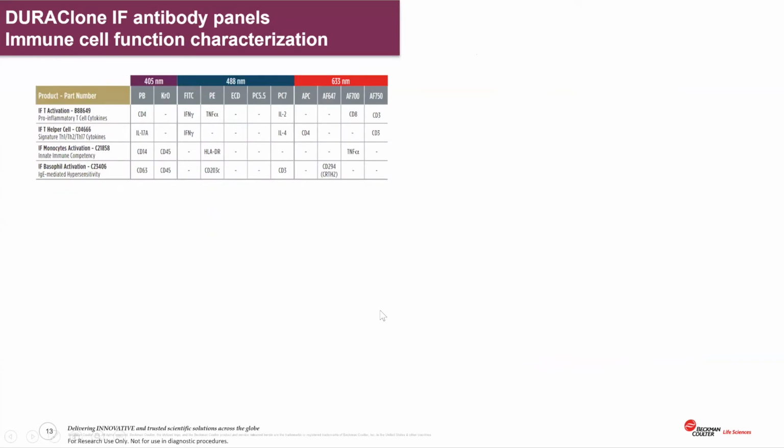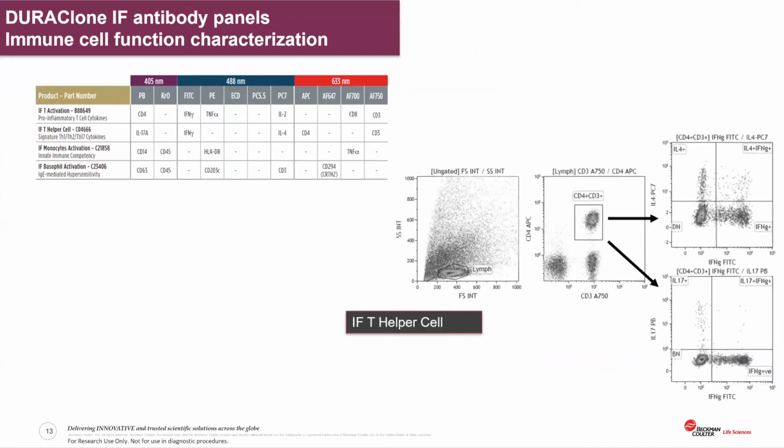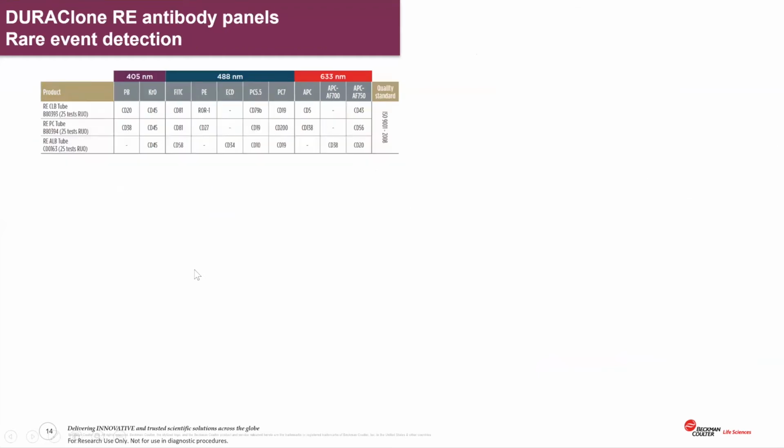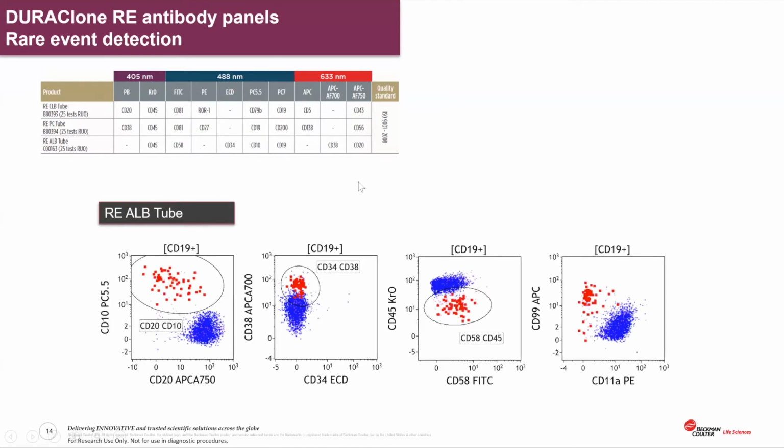In addition to the phenotyping panels, there are indeed functional characterization panels, and I'm just showing 4 here. These are the T activation panels, T helper cells, monocytes, and basophil. And this is just a simple representation of the data that you obtain. And last but not least, we do have the rare event antibody detection, which is heavily utilized in clinical trials that are looking at CLL, multiple myeloma, or ALL trials to ascertain how many of the rare events are present and the prognosis of different patients on therapies.